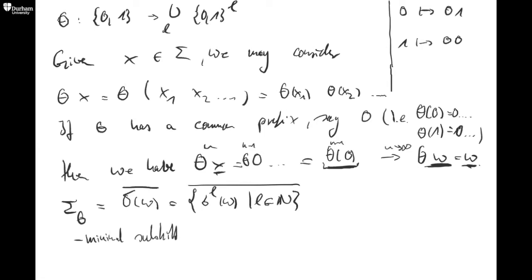where minimality means for all x in our subshift, we have that the orbit of x is dense in the subshift.